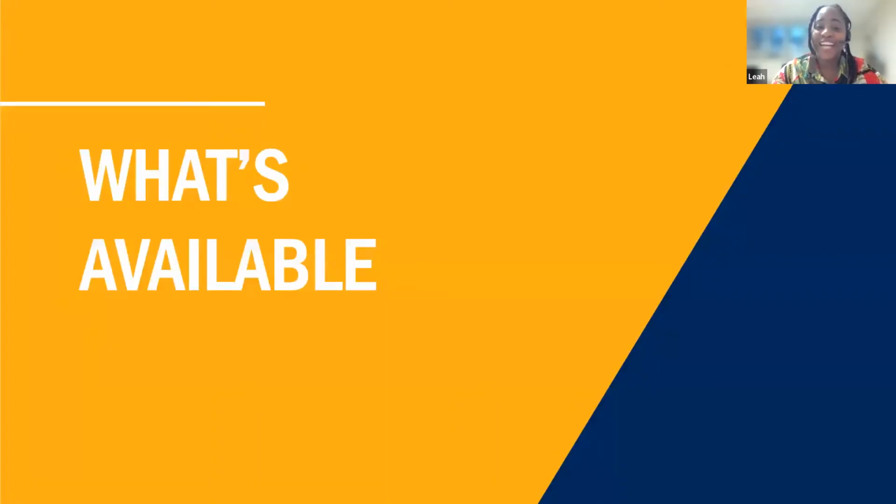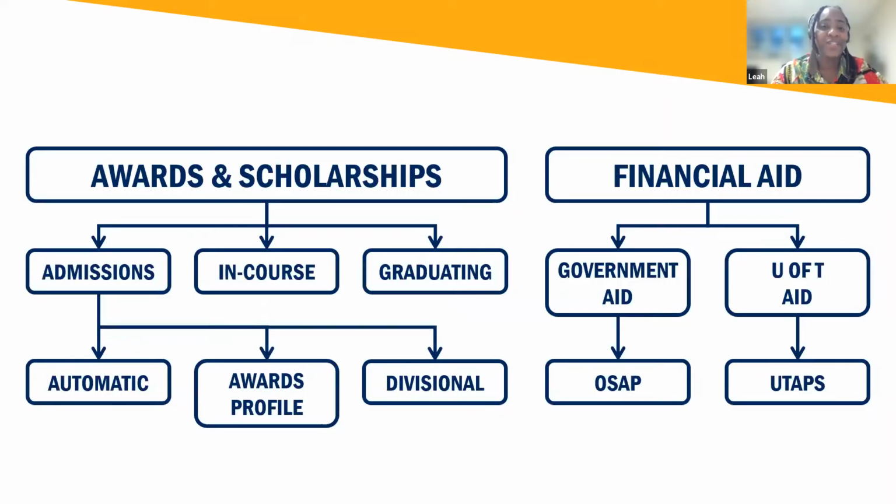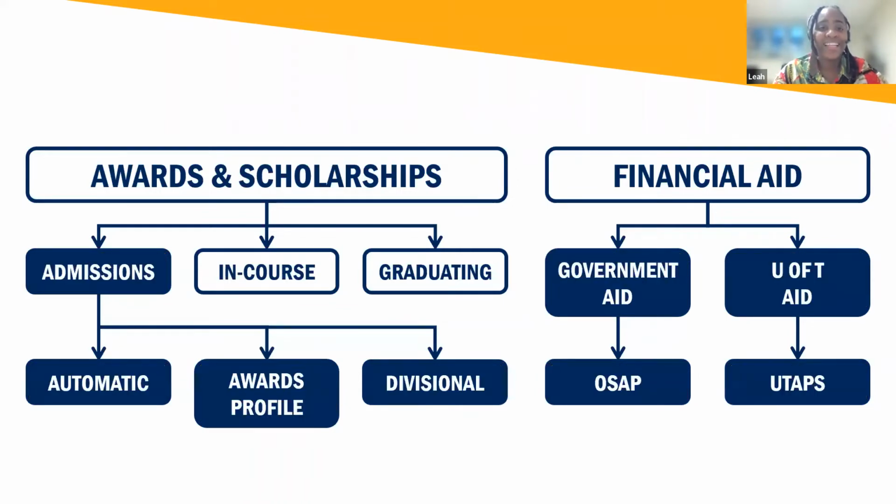So we've got our terminology down and we know just how much funds are available. Let's now talk about how these funds are broken down and offered across the university. This grid indicates the ways in which awards and scholarships are categorized at the university. The highlighted areas here now indicate the funding areas that are of most importance to you as a high school applicant to the university. So on the screen, you'll see on the left, we have awards and scholarships, particularly admissions awards that can be automatic through the awards profile or divisional aid. And on the right, financial aid, which can be government aids such as OSAP or U of T aid, UTAPS.